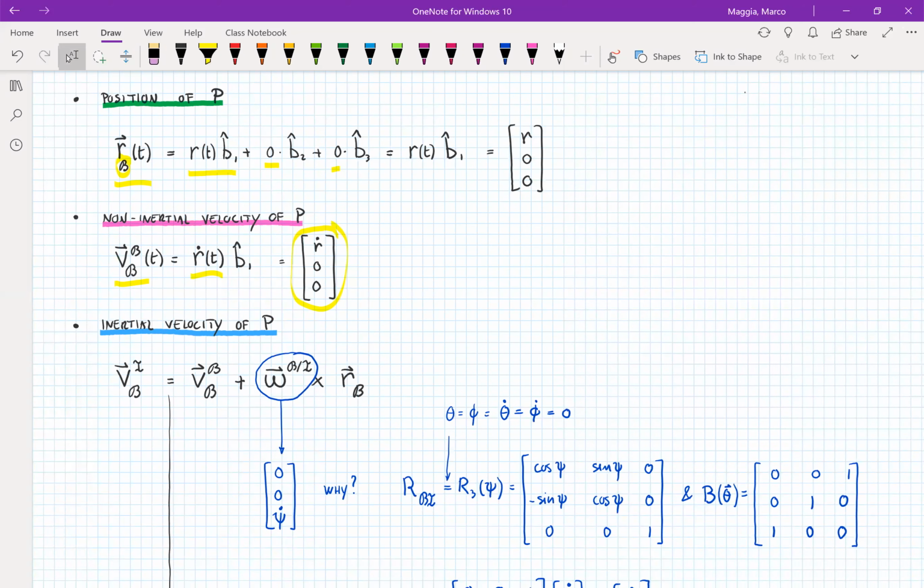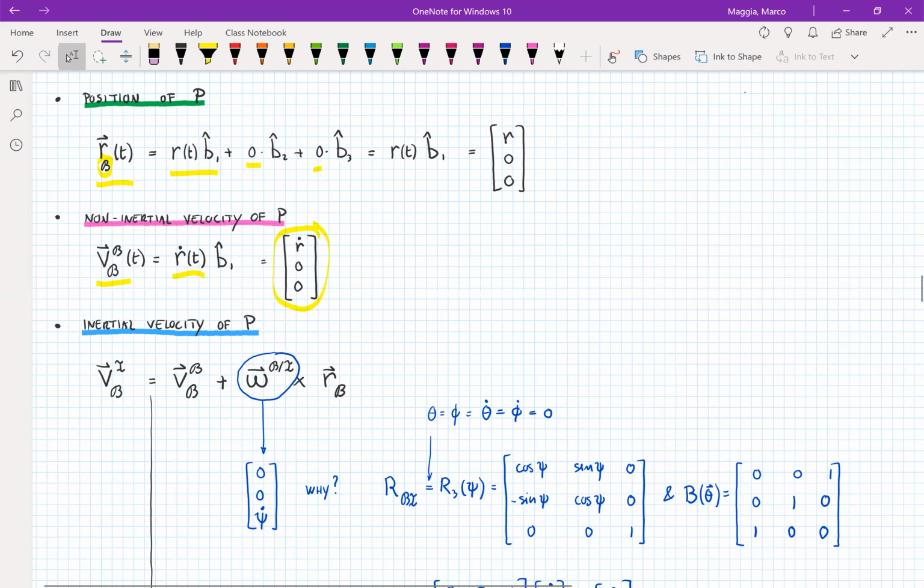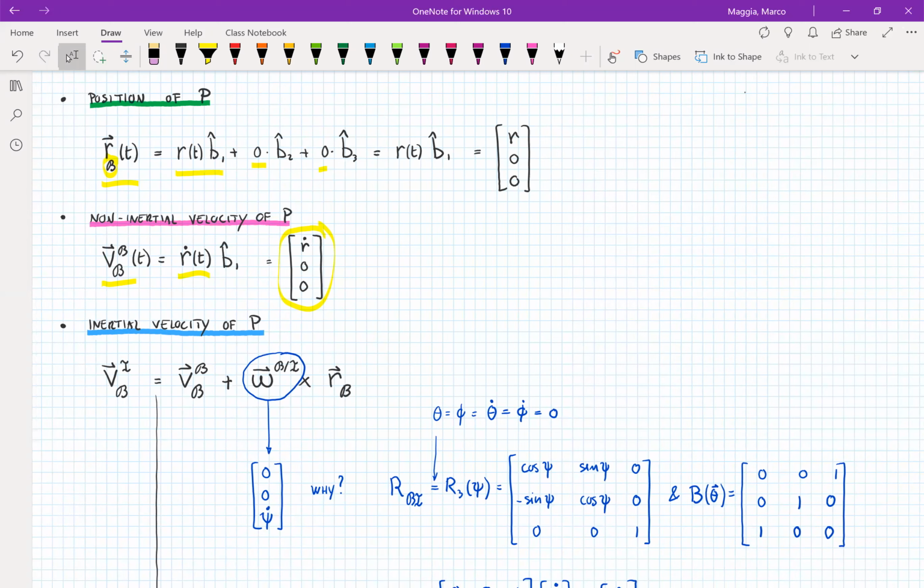What about the inertial velocity? Well, we have our useful formula that relates the non-inertial velocity with the angular velocity of the frame of reference B with respect to I and the position vector. So now we have to come up with the angular velocity of frame B with respect to I. It is quite intuitive to see that such a vector is (0, 0, psi dot). But if we are not convinced about that, let's just construct it the way we would do it normally.